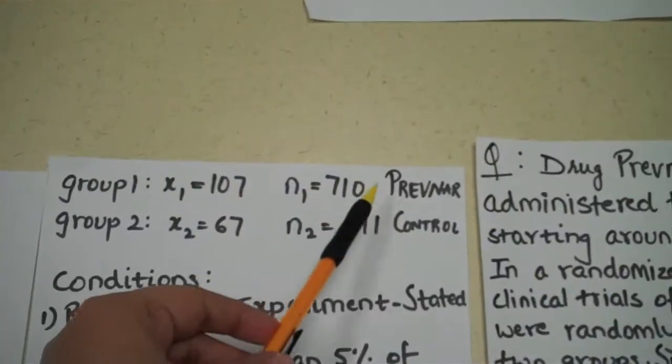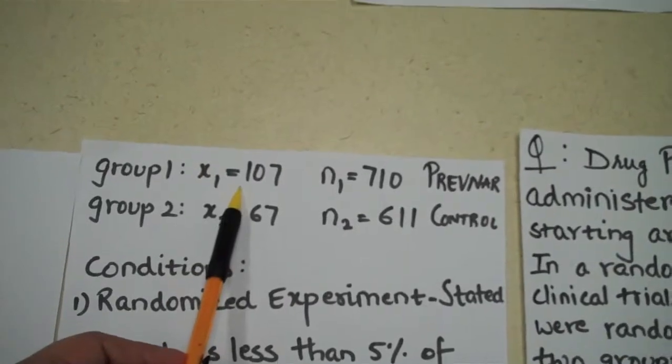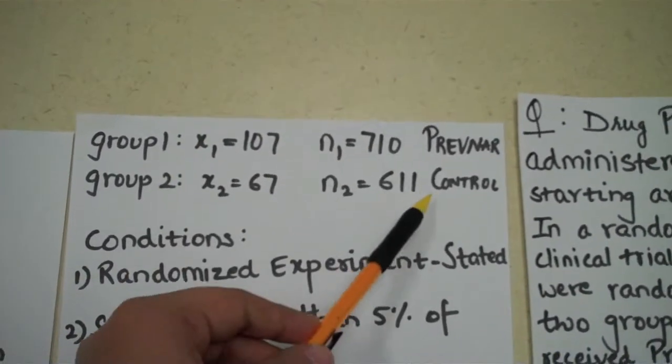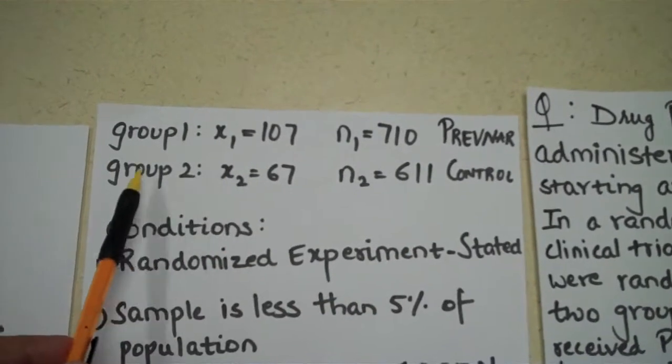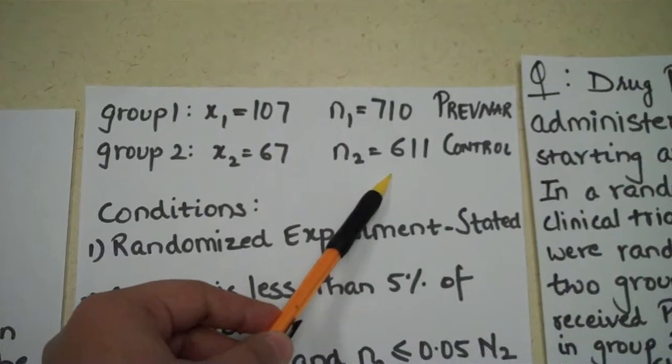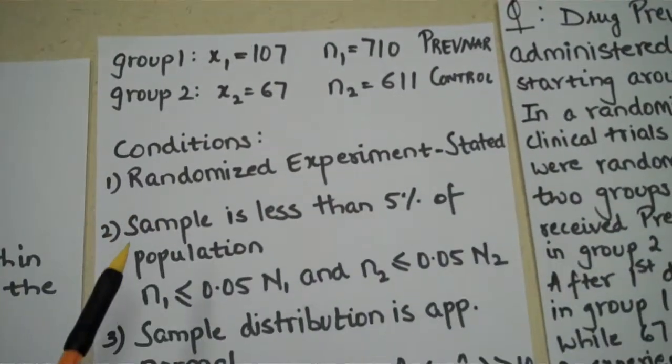For that, we have the Prevnar group, which is our group 1. 107 infants experience fever out of a sample size of 710. In our group 2, which is with control vaccine, we have 67 infants experience fever as a side effect out of our sample size of 611.